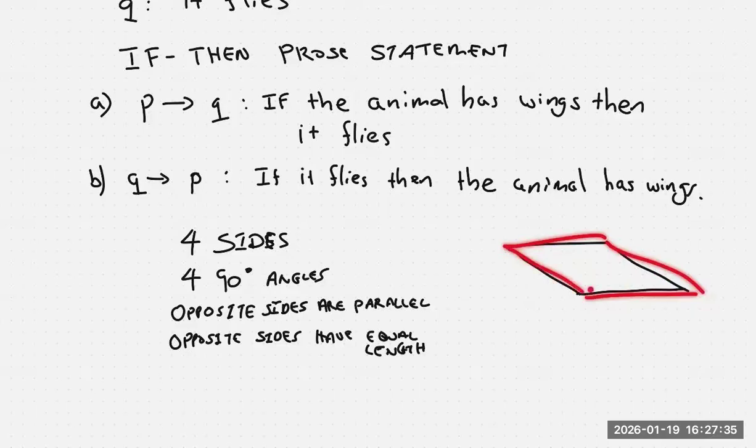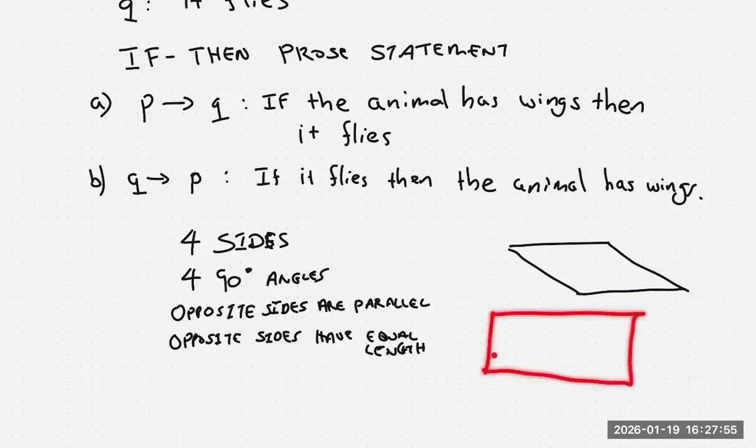But it does not have 4 90-degree angles. This angle right here is obviously not 90 degrees. It's not a right angle. Nor is this one right here. So it's possible for a shape to fit some of the criteria, but not everything. So parallelograms are not necessarily rectangles. But a parallelogram can be a rectangle, because a rectangle is actually a parallelogram too.